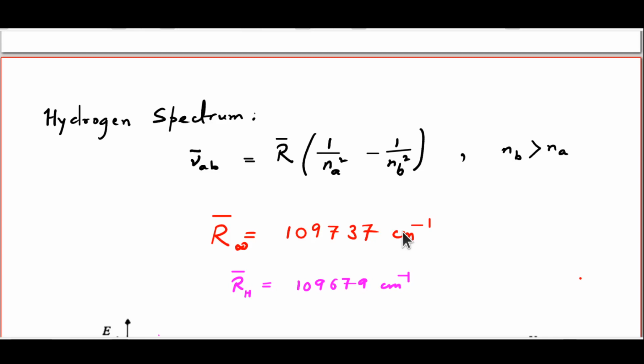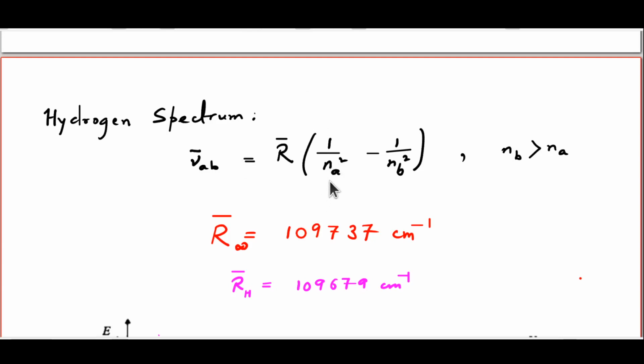And that tells us that the wave number, nu bar AB, is given by this formula, the familiar Rydberg formula, R bar into 1 by na square minus 1 by nb square, where R bar is the Rydberg constant. And the Rydberg constant has a value which can be easily calculated in terms of the fundamental constants. R bar infinity is 109737 per centimeter. This is assuming that the nucleus is infinitely massive.